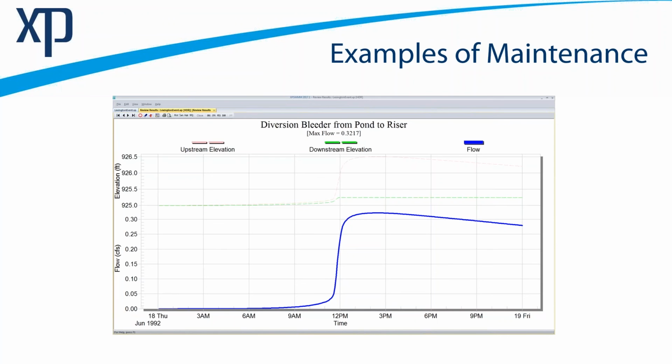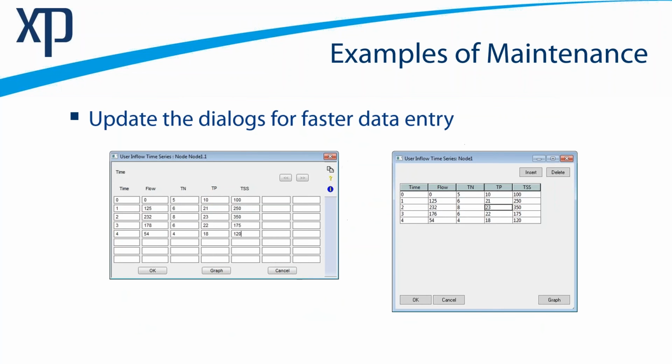You can't show the velocity for the weir because it's not something that's being computed. The flow is the levels upstream and downstream, but not the weir velocity. Another example is we've changed some dialogues so that they can take faster data input.